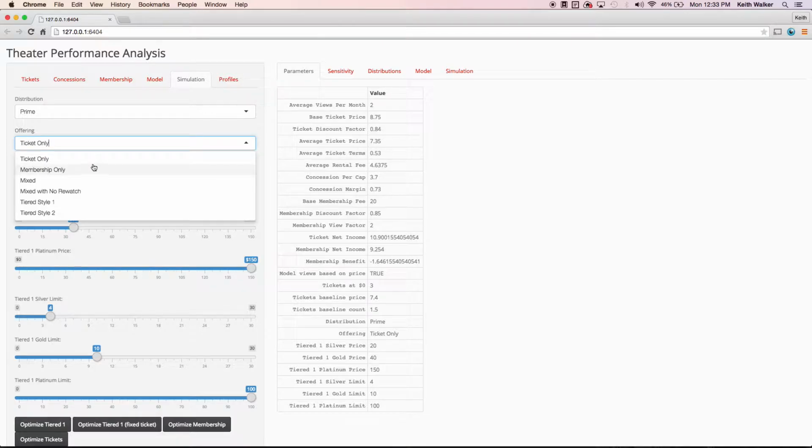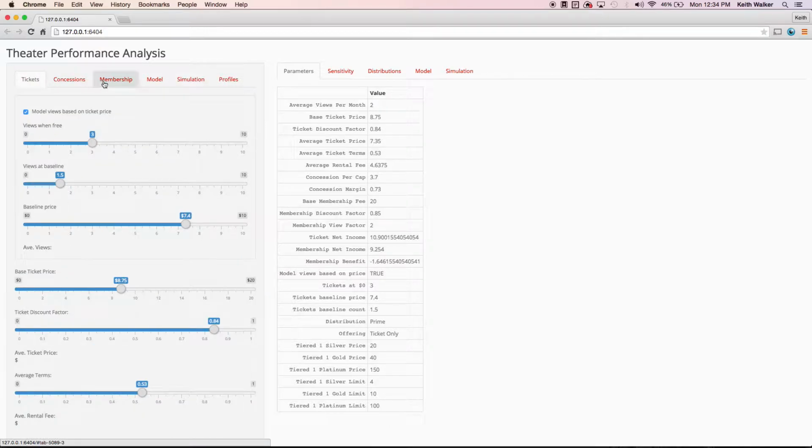So examples are tickets only, membership only, mixed, this tiered style. I haven't built in yet, Bruce, the seasonality part of that, but you can kind of see. I'll talk about what that looks like here in a little bit.